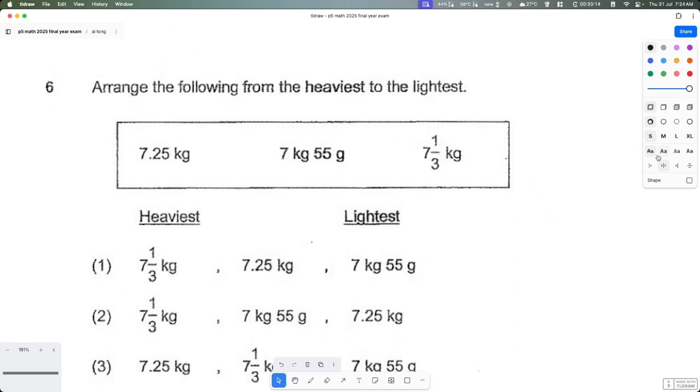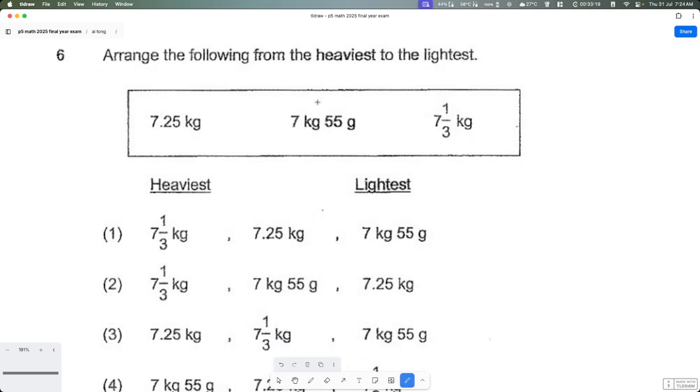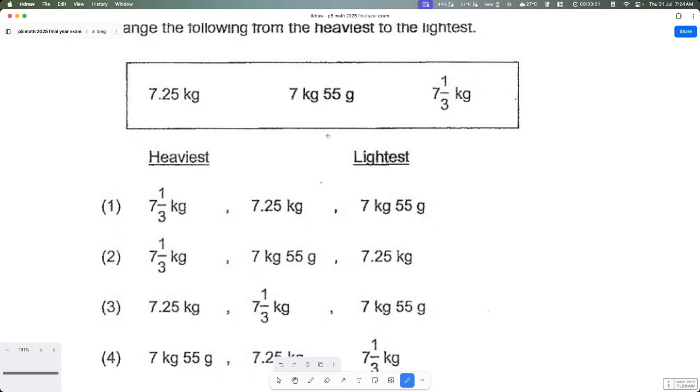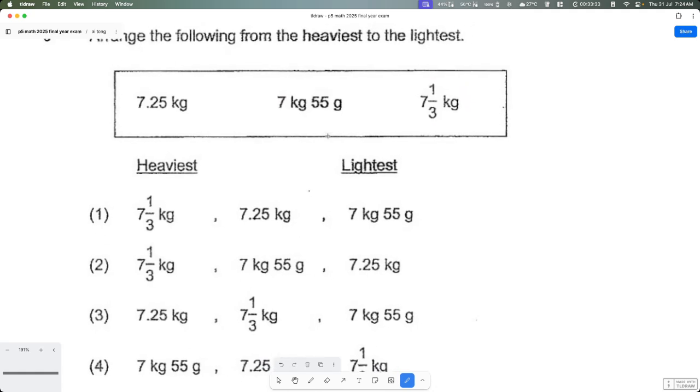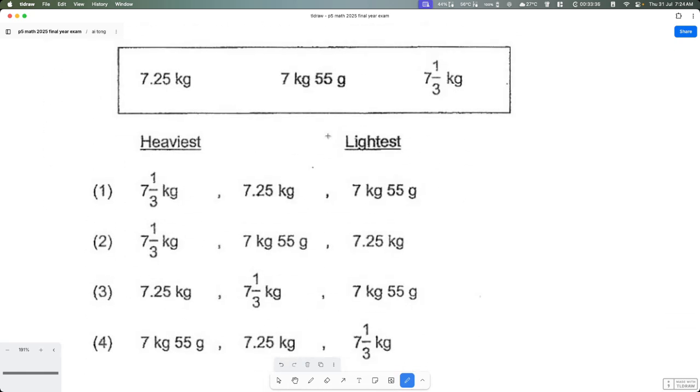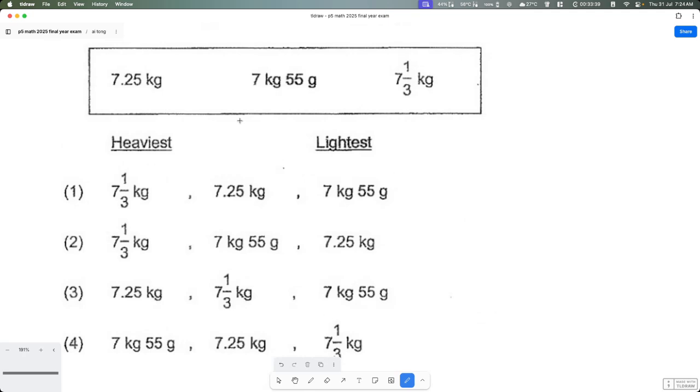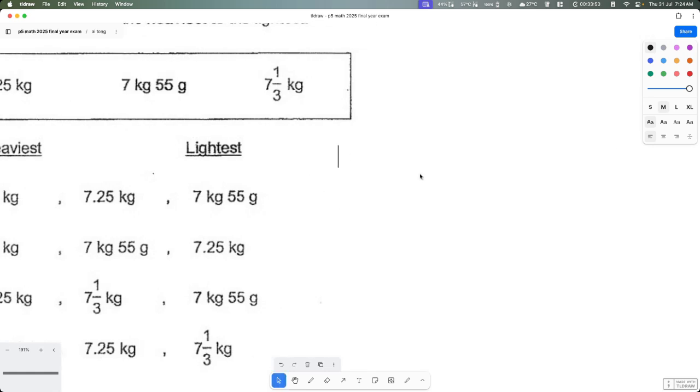Question number 6 over here. For question number 6, arrange the following from the heaviest to the lightest. You have 7.25 kg, 7 kg 55 grams, and 7 1/3 kg. So in this case, what would be the easiest way to do this? In essence, I would say we can make everything into decimals. So 7.25 is 7.25, and 7 kg 55 grams, how many is that in kilograms?